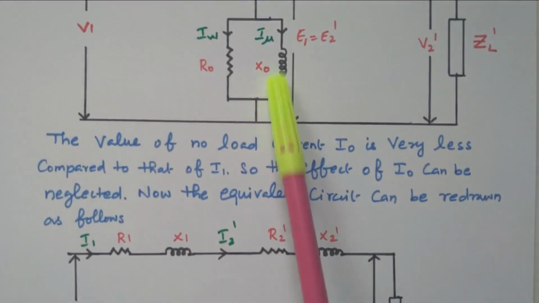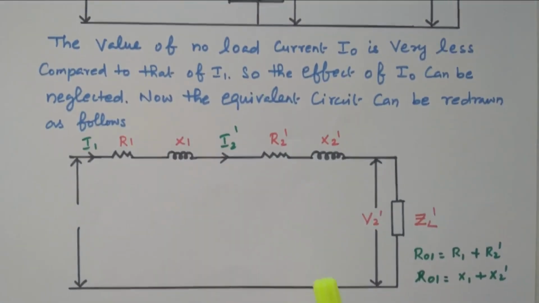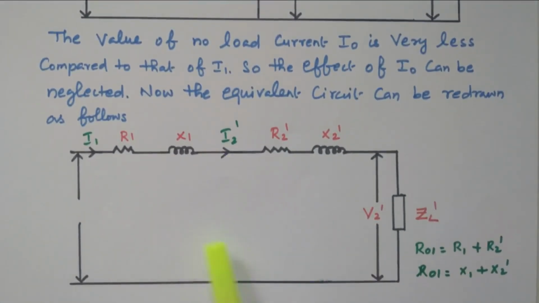This no load component is now neglected. So we don't have any no load component anymore, only R1, X1, the primary resistance and reactance, and R2 dash, X2 dash, the secondary side resistance and reactance. These are all connected in series, so we can write R1 plus R2 dash equal to R01, and X1 plus X2 dash can be written as X01, because both are connected in series. This parallel no load component we neglected.